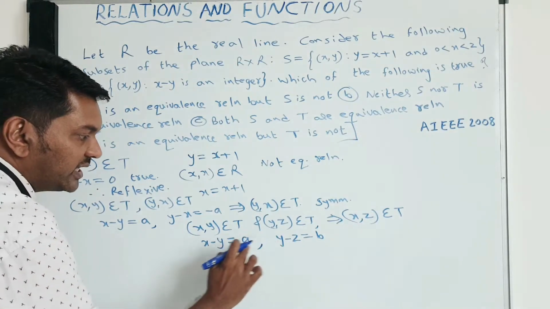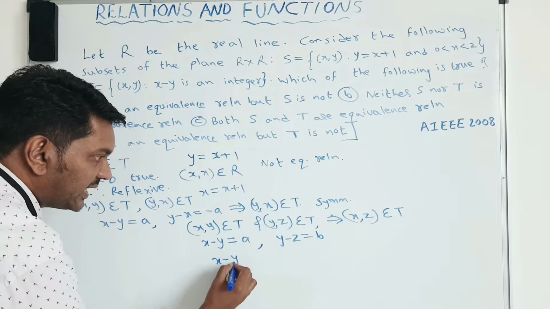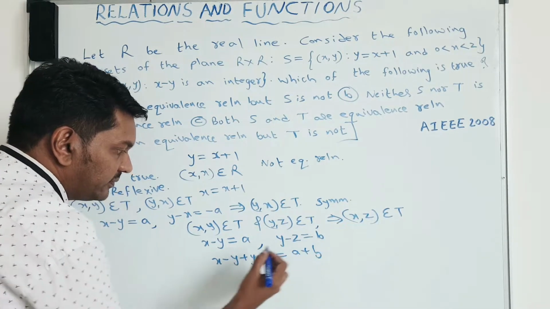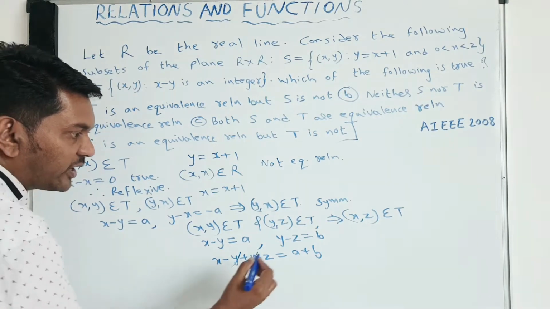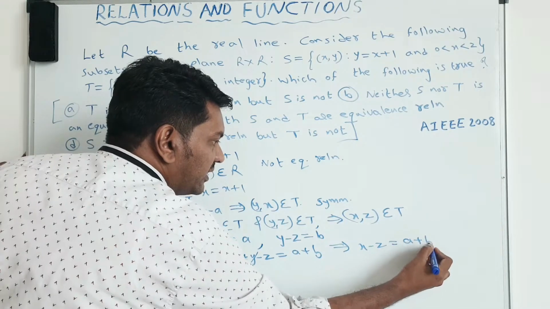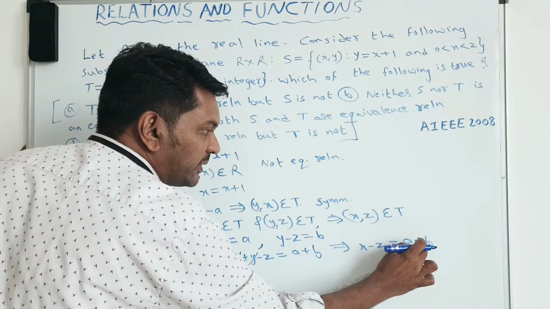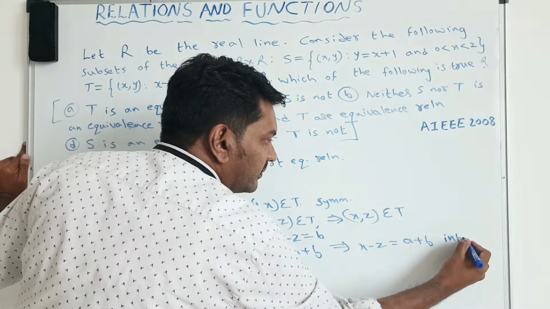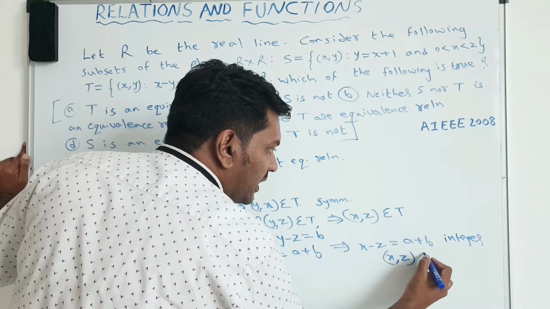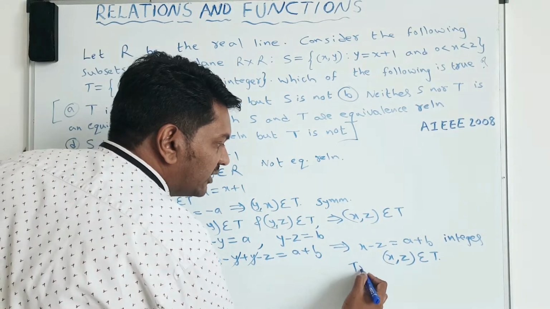I am adding both these equations. x minus y plus y minus z equals, on the RHS, A plus B. Cancelling this y, I got x minus z equals A plus B. We know A and B are integers. So x minus z equal to A plus B is also an integer. So you can understand x comma z belongs to this relation T. Therefore, it is a transitive relation.